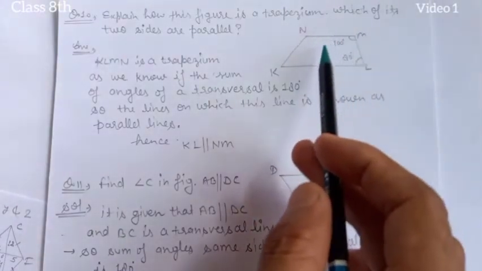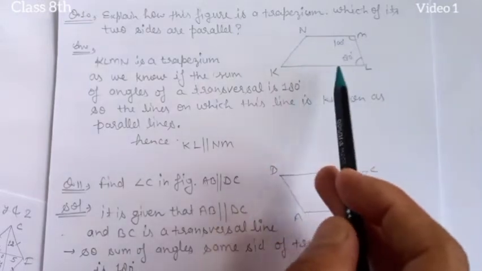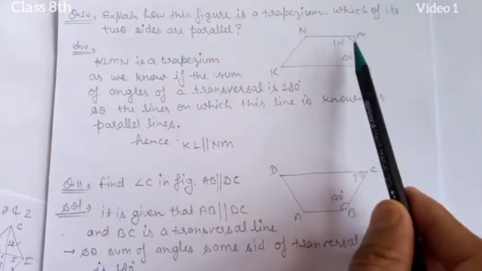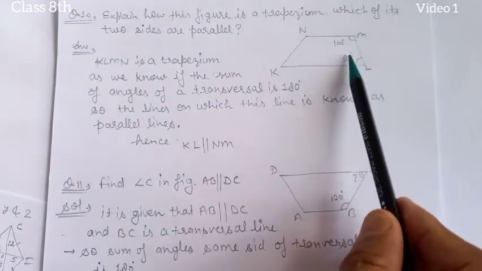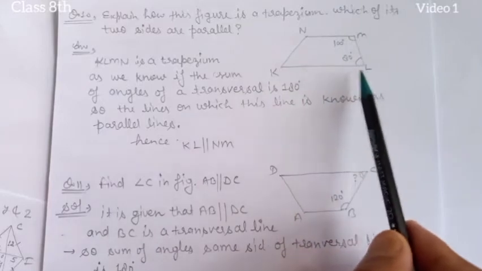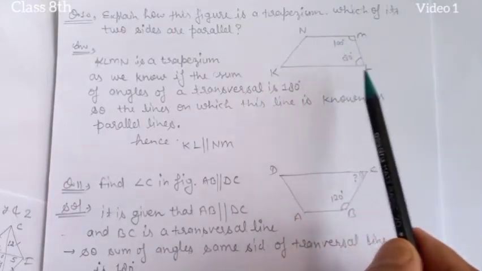Okay students, it is very easy to find out which lines are parallel here. Suppose this is a transversal line and the sum of the two interior angles is 180, so this side and this side, NM and KL, are parallel to each other.